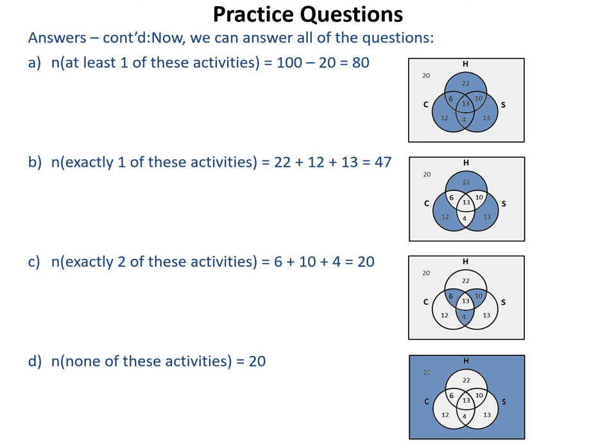And finally, part D, we're asked to find the number who do none of these activities, which of course is just the area outside of the circles, which equals 20.